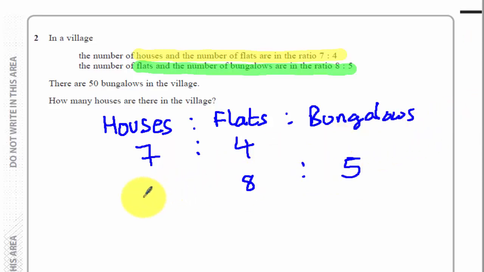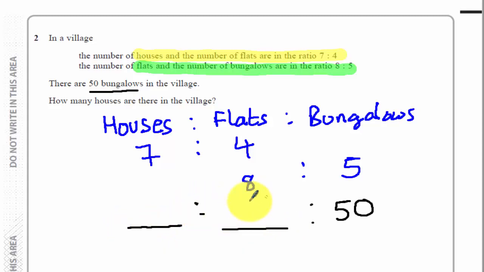What I need to do is find out how many houses there are if there are 50 bungalows. So the 50 will go here. So I need to work out what's going to go here. I may need to work out this one as well, but we'll see.